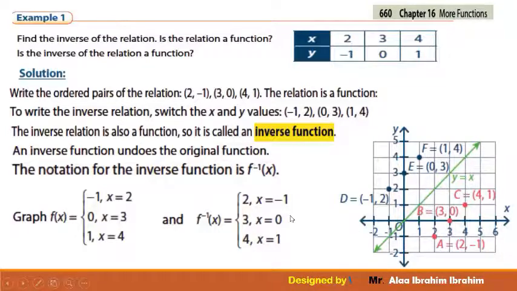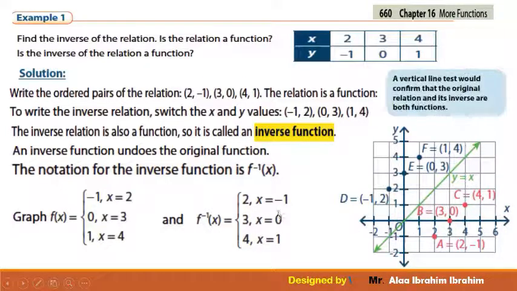The vertical line test would confirm whether the original relation and its inverse are both functions or not. If you imagine a vertical line here, we have a function with this, and if we have a line here, we have a function with this also. Okay. Now we're going to example 2.